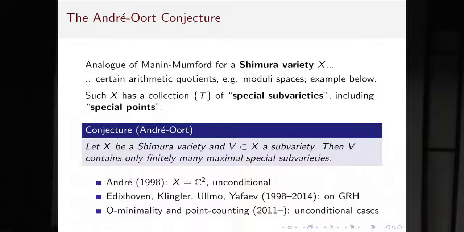When you have such a variety, it comes equipped with a collection of so-called special subvarieties. These are the analogs of multiplicative subgroups. They're a collection of subvarieties which are naturally associated with the structure on X. In particular, there are zero-dimensional ones called special points, which are the analogs of torsion points. And now we have a conjecture which is exactly the analog of Manin-Mumford: a subvariety of a Shimura variety contains only finitely many maximal special subvarieties.